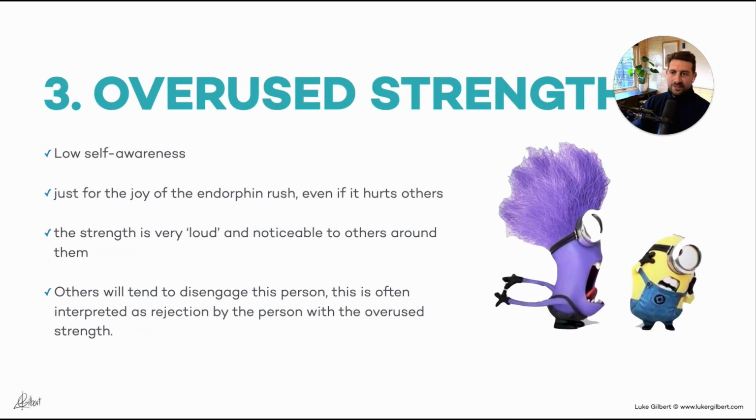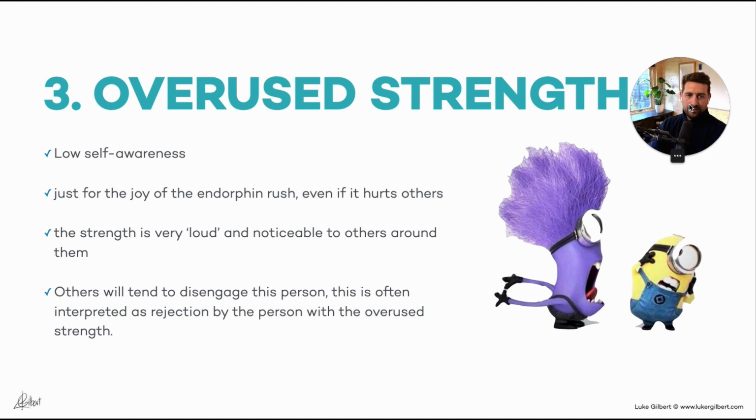Now, this is the opposite of that, overused strengths. It also has low self-awareness, and it's a strength which is just being used for the pure dopamine rush, right? And this actually tends to hurt others. The strength is very loud or aggressive or pretty, it feels harsh. It doesn't really match with the rest of the person. It doesn't necessarily mean that it's a strong, loud, as in physically loud and domineering strength. It could be even something like empathy, but it's kind of out of whack.